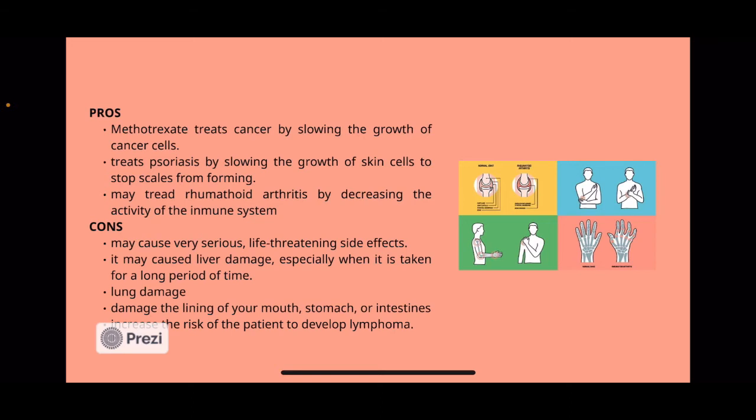Cons. Methotrexate may cause very serious life-threatening side effects. One of them is it may cause liver damage and lung damage, especially when it is taken for a long period of time. It may damage the lining of your mouth, stomach, or intestines, and this increases the risk of the patient to develop lymphoma.